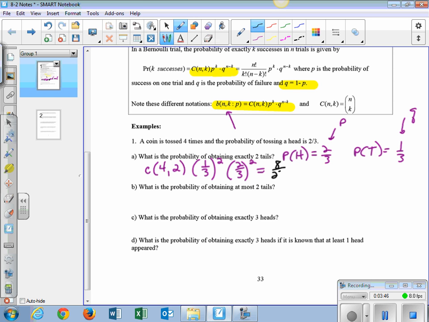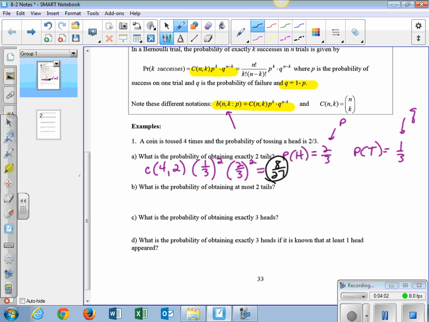8/27. I'm not going to take the time on this video to work out each of the sets, so I'll just give you a final answer and you can check them later as you're working through them. Part B, what is the probability of obtaining at most 2 tails?